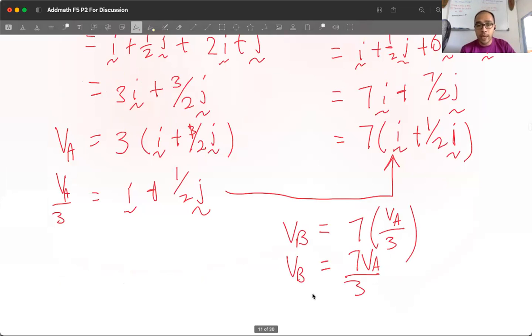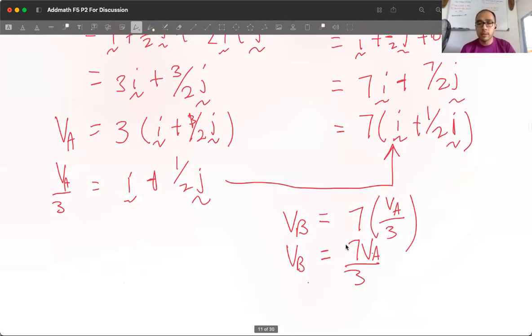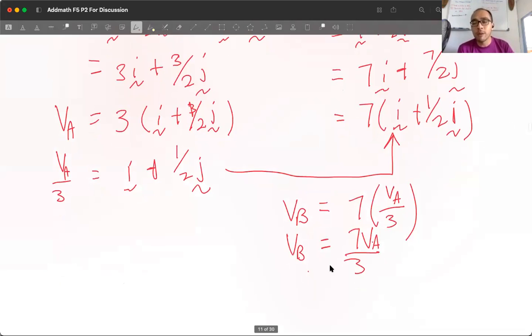And I bring VA down, because the thing that I want, oh no, you know what? That's it. This is the answer. Because it is not a ratio, it is how many times, right? 7 over 3 times of VA. Means VB is faster. Okay, VB is 7 over 3 times of VA. This is my final answer.